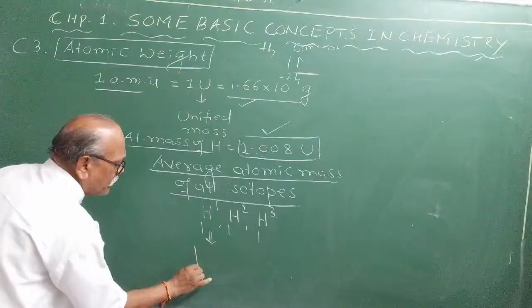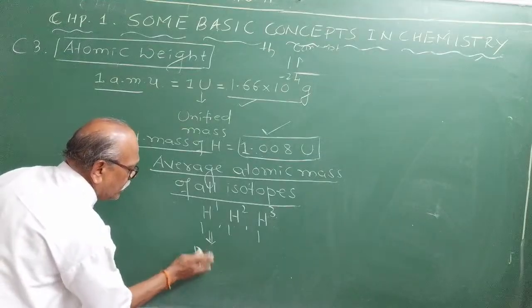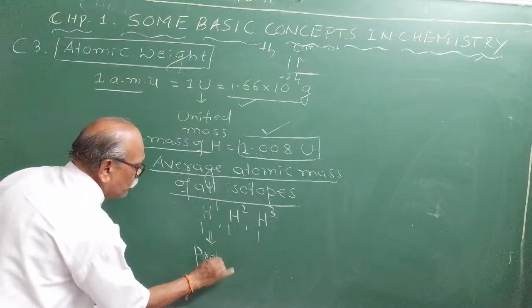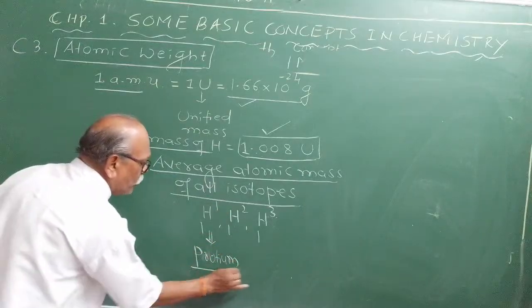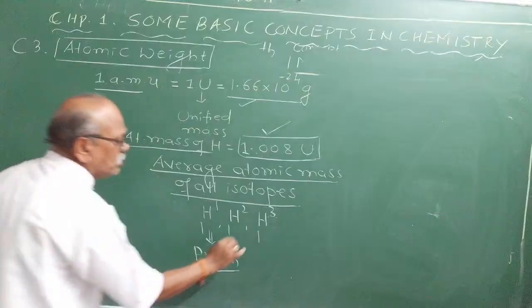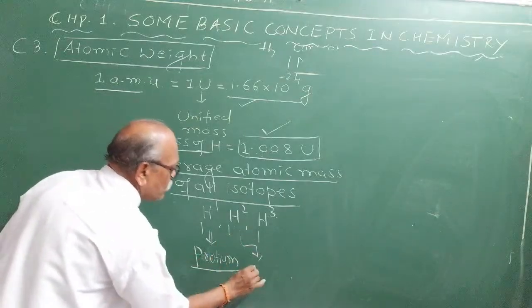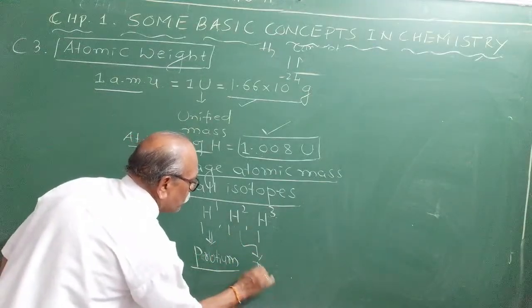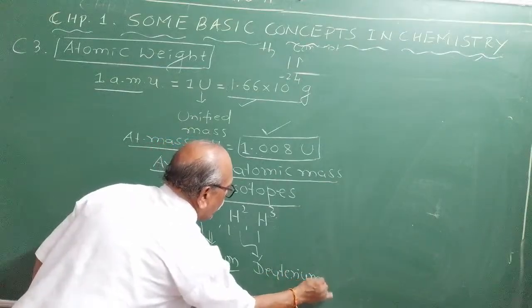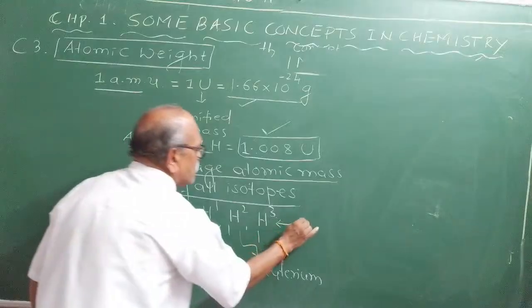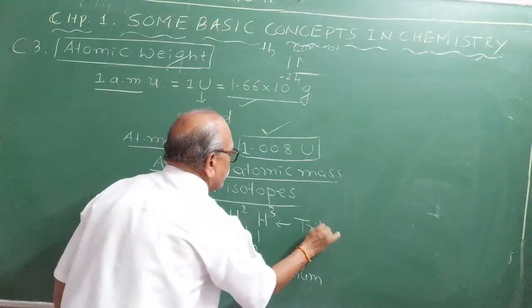What do we call this? We call it protium. Remember, the isotope of hydrogen with atomic mass 1 is called protium because it contains only 1 proton, and this one is called deuterium. Another isotope of hydrogen is called tritium. What is it called? Tritium.